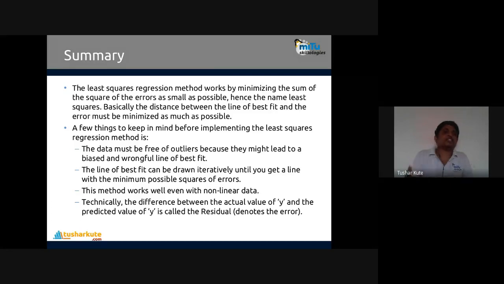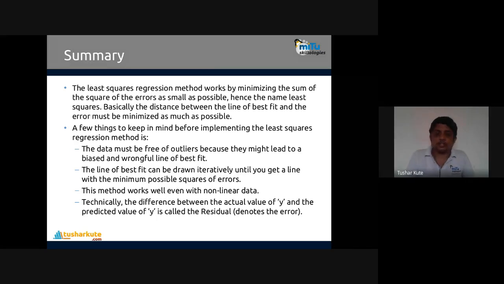The statistical technique followed here focuses on reducing the errors, the squares of errors. This method works well even when the data is nonlinear. If data is nonlinear, you can still draw a line, but the accuracy will be less, or the difference between actual value and predicted value will be higher in that case.